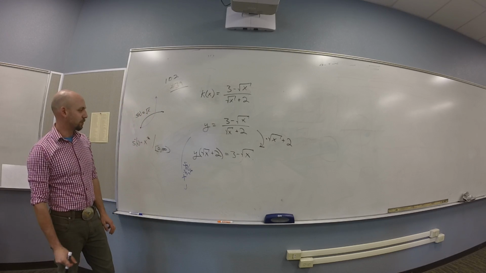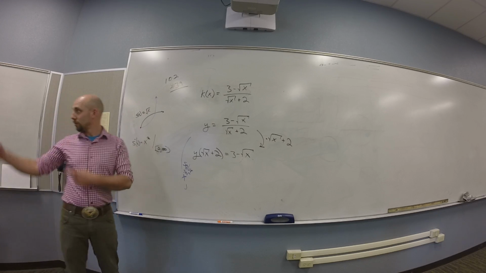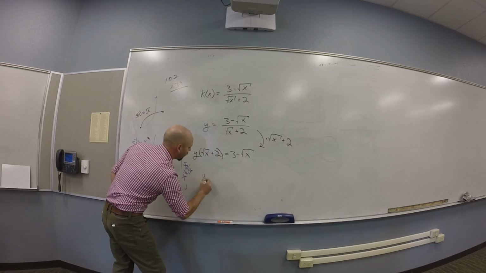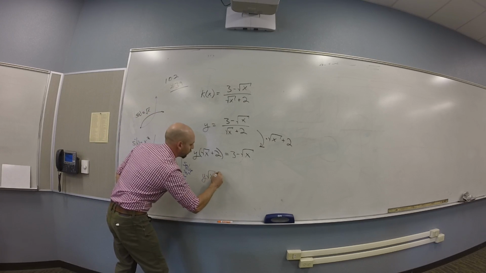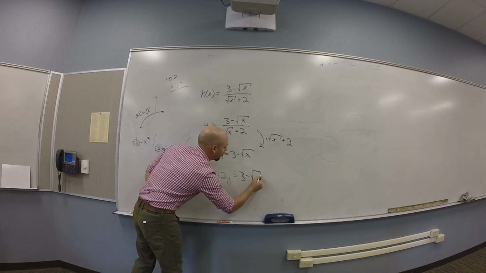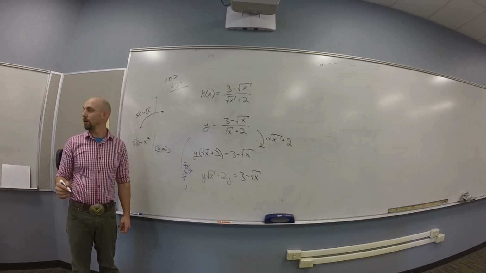Okay, so I want the x's by themselves, right? You guys see that? So distribute the y through. So you get y times the square root of x plus 2y is 3 minus the square root of x. Then what? Subtract 3.